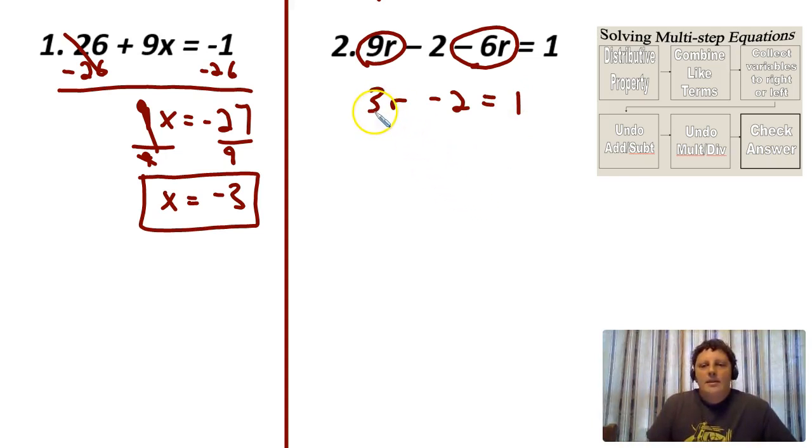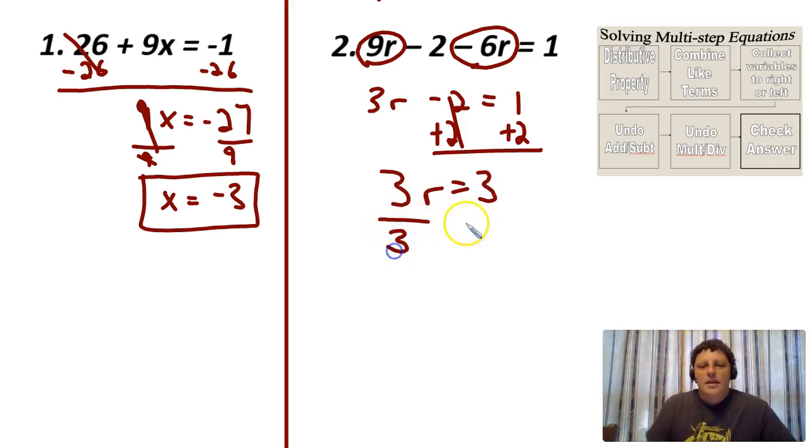Now that I've combined like terms, I'm going to undo the addition or subtraction. Remember, that's the one that doesn't have a variable attached to it, so we'll add 2 on both sides to get 3r equals 3. And our last step will be to undo the multiplication or division, in this case by dividing both sides by 3 to get r equals 1.